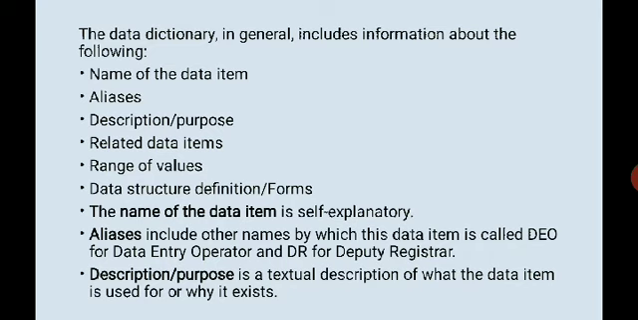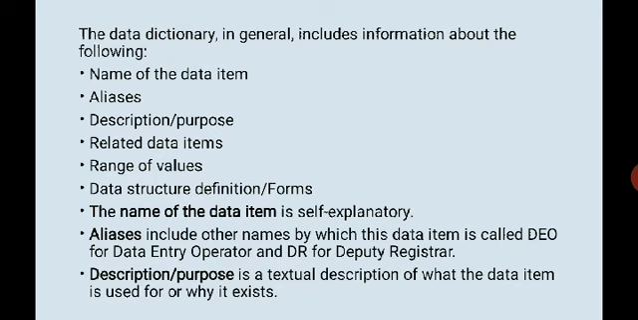So first we come to the name. The name of the data item is self-explanatory. Aliases include other names by which this data item is called: DEO, data entry operator, and DRO, deputy registrar. Aliases will be there, right? So the name will be there, and then there will be some aliases. So DEO is an alias for data entry operator, and DR for deputy registrar.